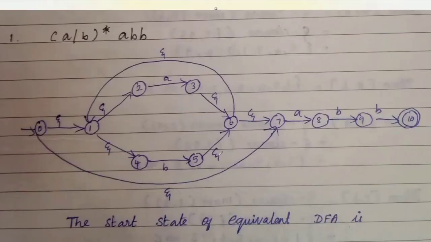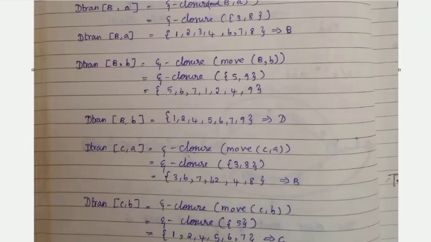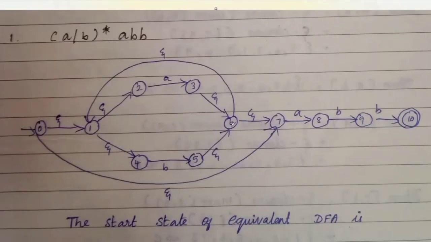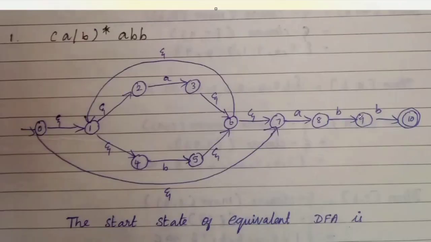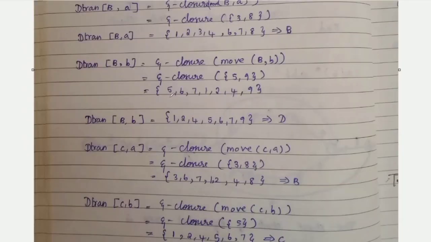From state 5 through epsilon, we can reach 6, 7. Here you write 5, 6, 7. Then from state 6, we reach back to 1, 2, 4. Here you write 1, 2, 4. From state 9 there is no epsilon transition, but we have to include it. Write 9. Then finally you will get {5, 6, 7, 1, 2, 4, 9}. Here we got a new set of numbers, rewritten as {1, 2, 4, 5, 6, 7, 9}, named DFA state capital D.